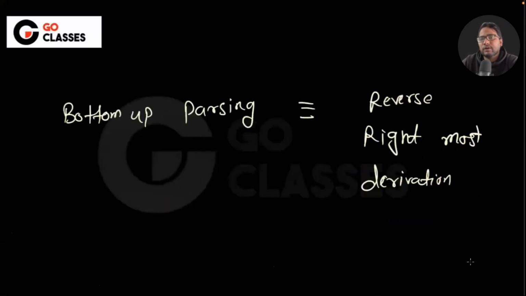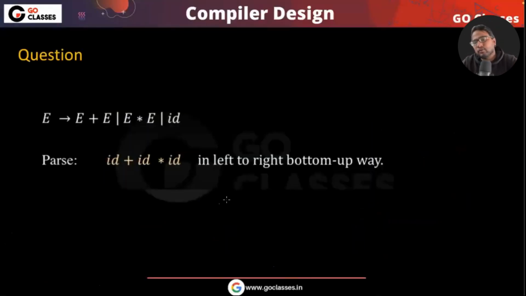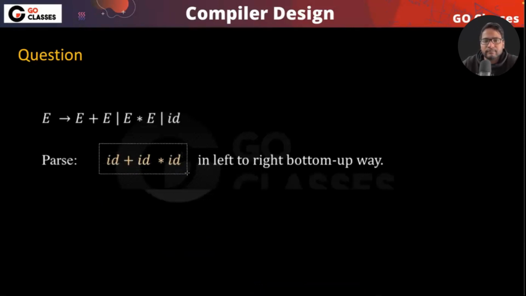Okay, so now let's do some questions and see how we can parse it, as a human only. I don't use any algorithm, but as a human, can you parse this? This time we will do it a little formally, which means we will use the stack and all. Okay, so tell me, as a bottom-up parser, if you have this particular string, what will you do?